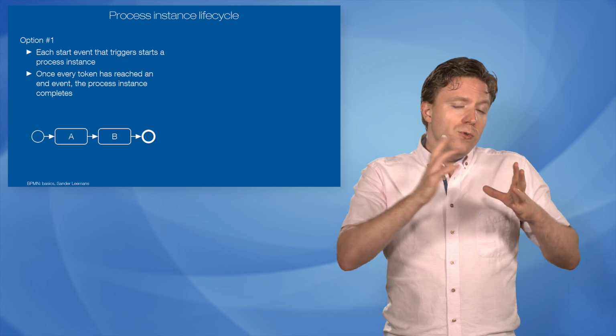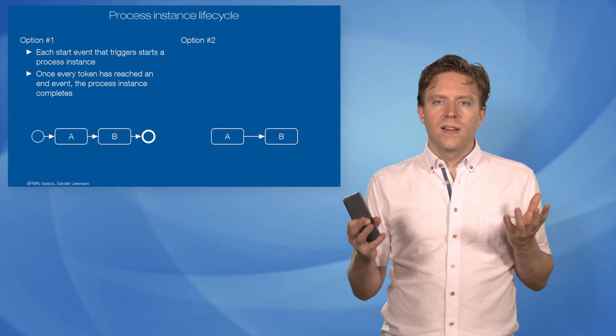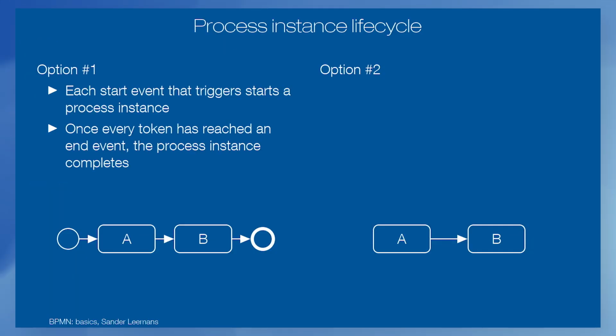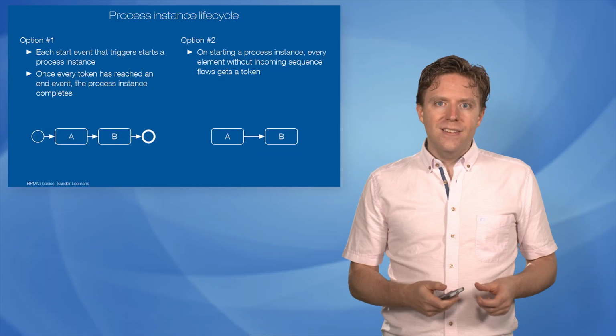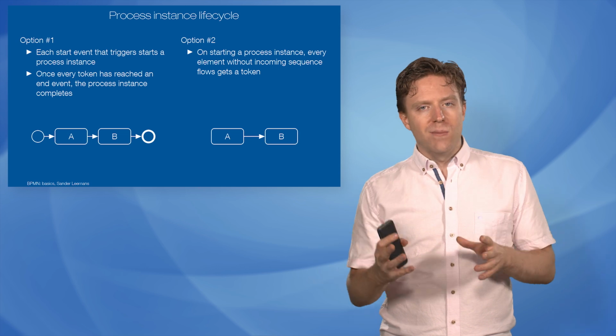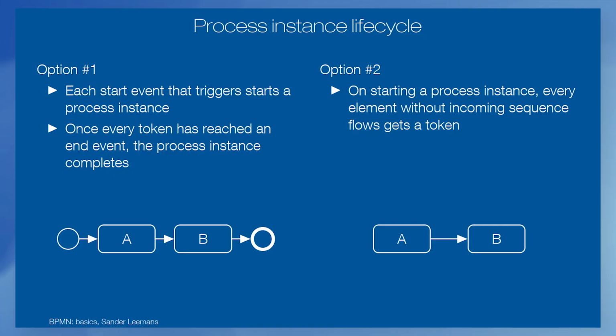This is one option, use start and end events. Another option is to not use start and end events and keep them implicit. Here on the right, we see such a model. If you don't use start and end events, then every element that does not have incoming sequence flows will get a token on start of a process instance. So in this case, this would be only A, but if you have multiple, then you get multiple tokens. In option 2, the process instance ends when all tokens have reached an element, or are done after an element, that has no outgoing sequence flows. So in this example, this is B.